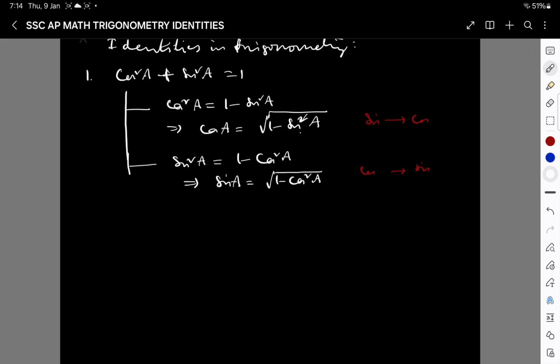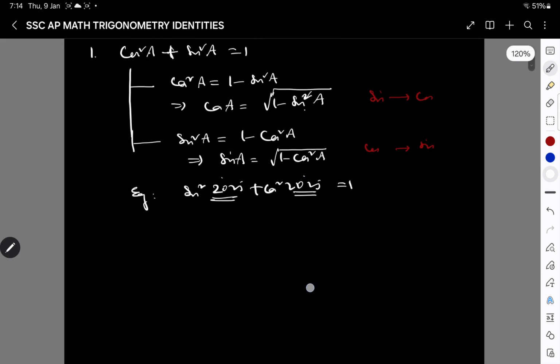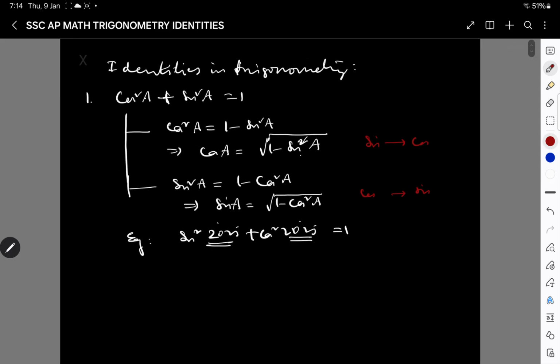And for examples, suppose you are given sin square 2025 plus cos square 2025. Even this is equal to 1, because these two angles are equal. Whenever these are equal, this will be equal to 1, whatever the number is. Right? This is the first application of cos square plus sin square is equal to 1.